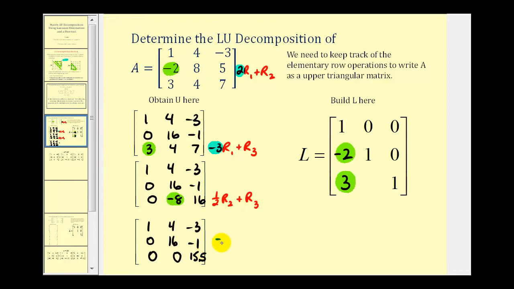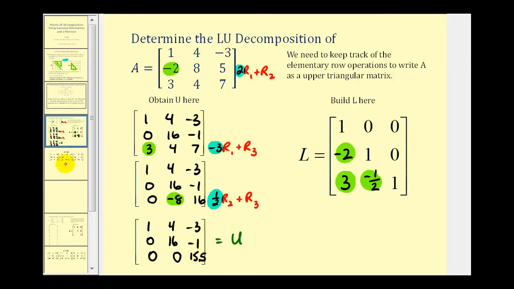Notice how we now have an upper triangular matrix. We'll call this matrix U. And then to complete our lower triangular matrix, notice how our multiplier in this case was positive 1/2 to obtain a 0 in row 3, column 2, where this position here, the opposite of positive 1/2 is negative 1/2. So now we have our LU decomposition. Here's matrix L and here's matrix U.